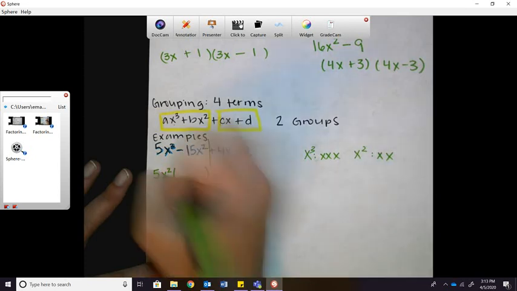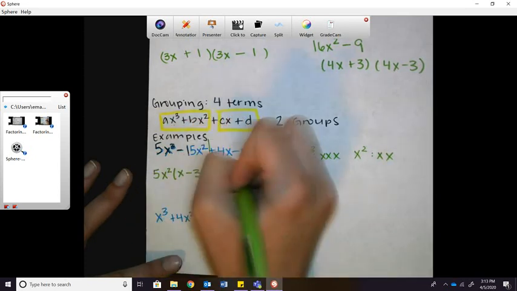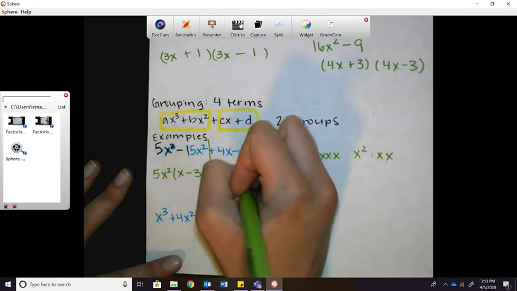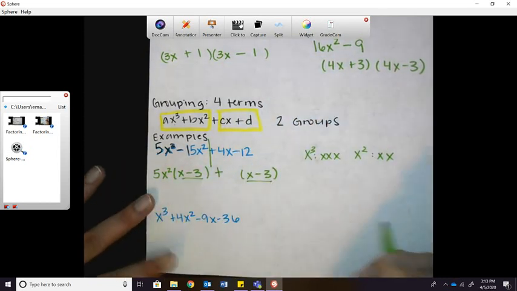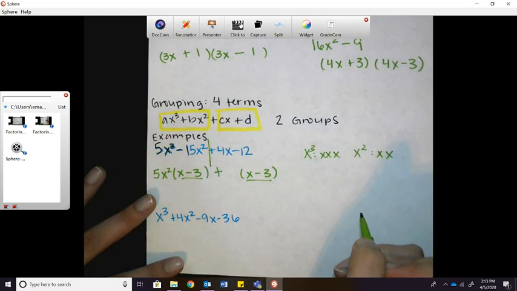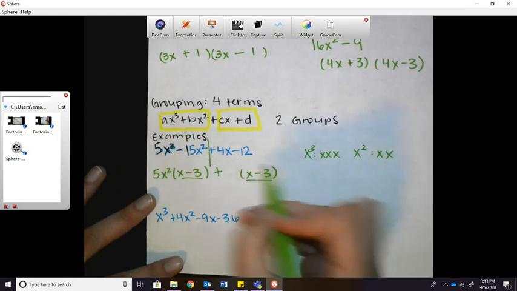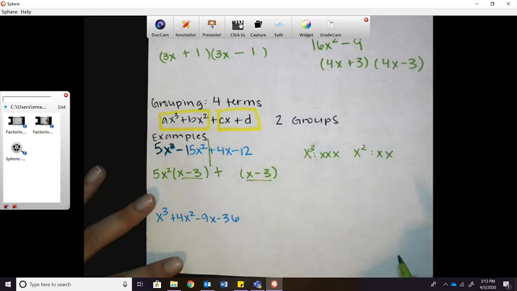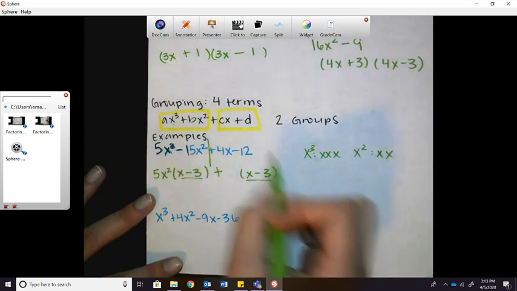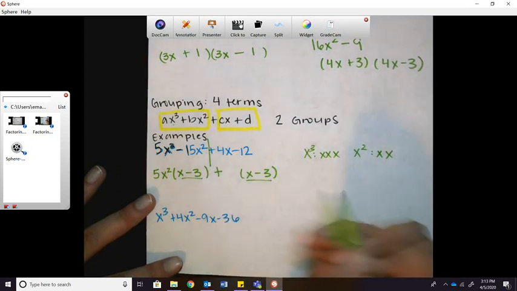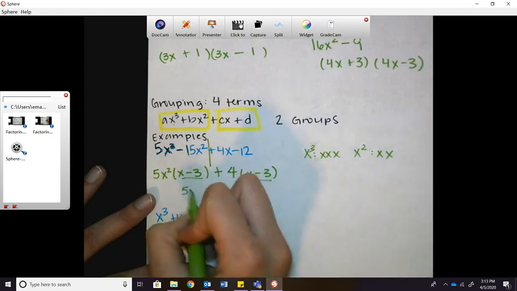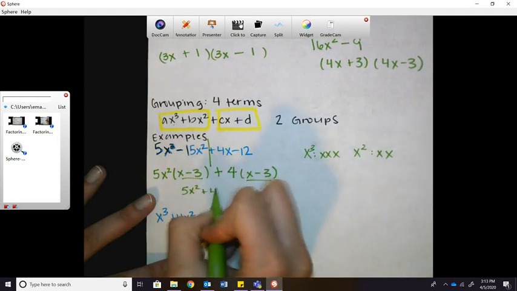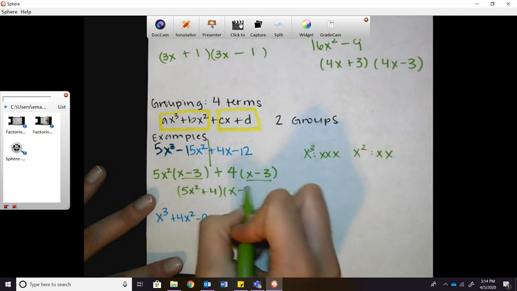I'm going to be left with x minus 3. When I come over to the other side, x minus 3 has to match. That is the point of grouping. So sometimes it's good to work backwards and start with x minus 3 and find out how you could get 4x minus 12. So thinking about what is negative 12 divided by negative 3. Okay, so then you're going to combine your outsides and combine your insides.